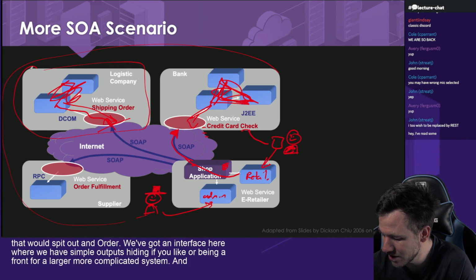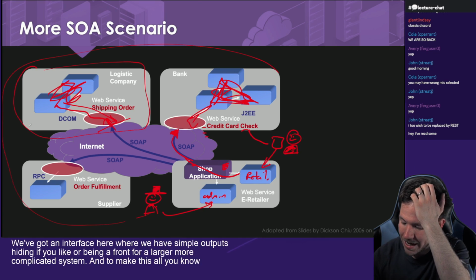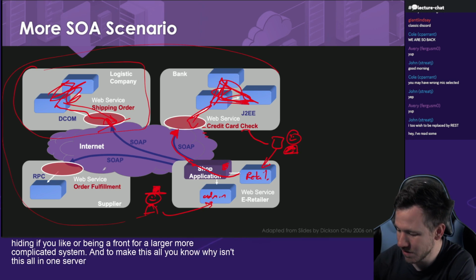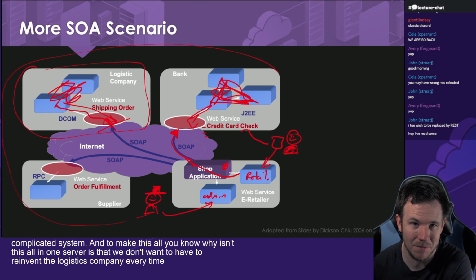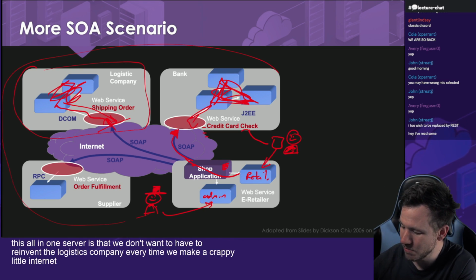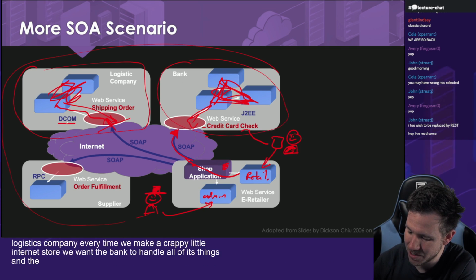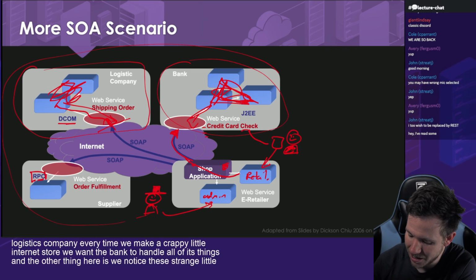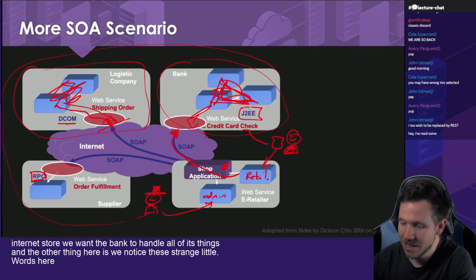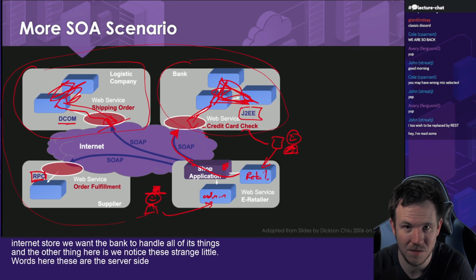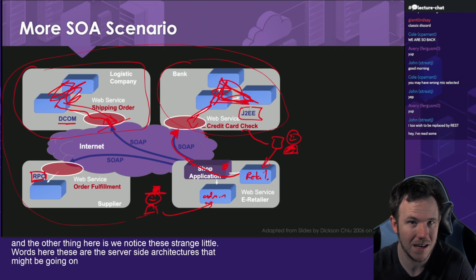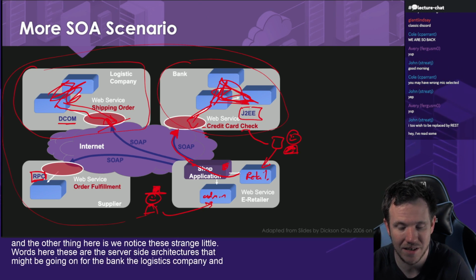And to make this all, why isn't this all on one server? It's that we don't want to have to reinvent the logistics company every time we make a crappy little internet store. We want the bank to handle all of its things. And the other thing here is we notice these strange little words here. These are the server-side architectures that might be going on for the bank, the logistics company, and the supplier, and that sort of thing.